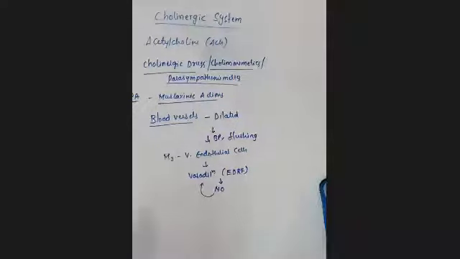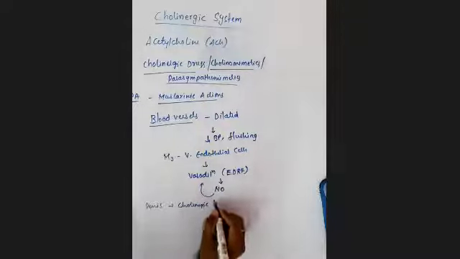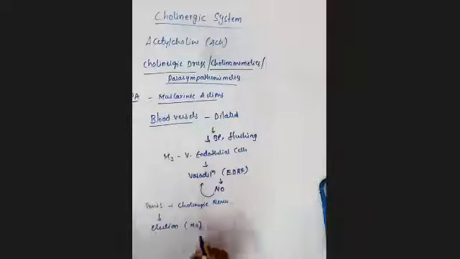in case of males, the penis has cholinergic nerves. These cholinergic nerves are stimulated, which causes the erection of the penis, mainly by the release of nitric oxide. You have to remember this also. This organ has cholinergic nerve innervation.